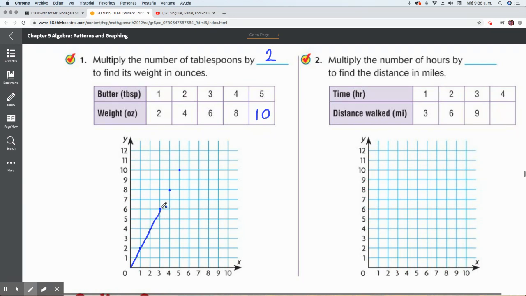Don't forget to label your points. We forgot to label our points, so let's go ahead and label them. The first point's label is 1, 2. The second point is 2, 4, 3, 6, 4, 8, and the last one is 5, 10. Okay, and that's it. That is the whole process that we're going to do in this lesson. Let's move on to the next one.